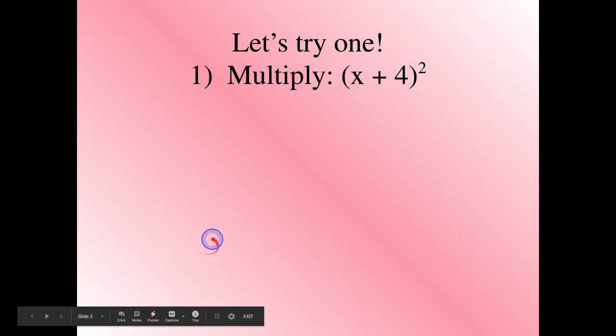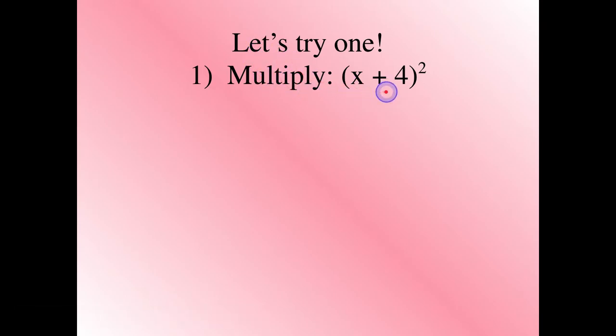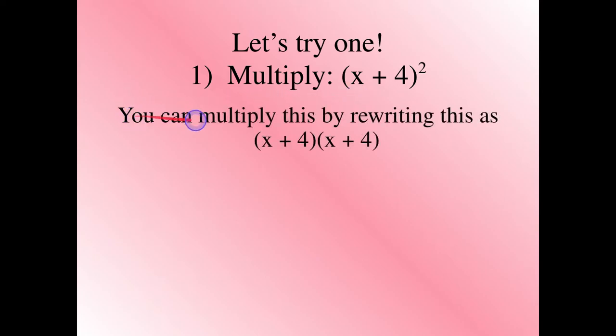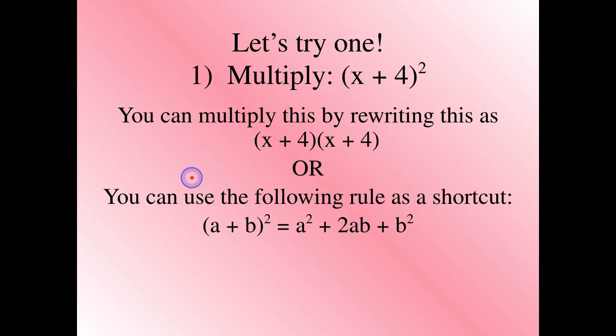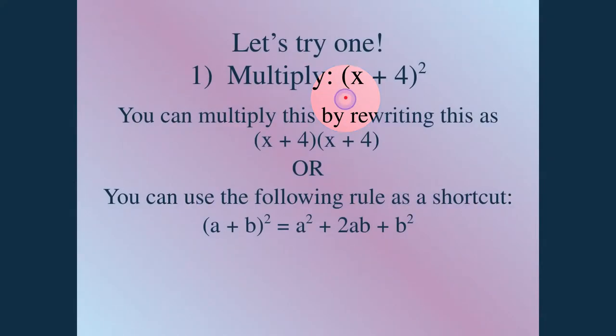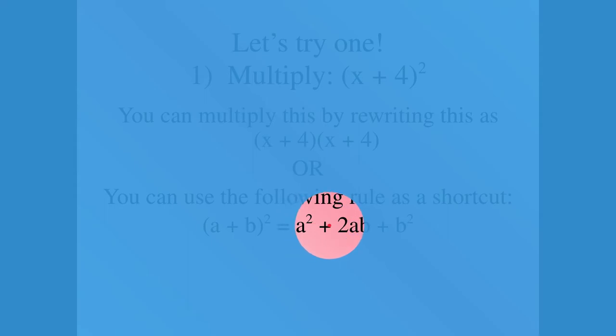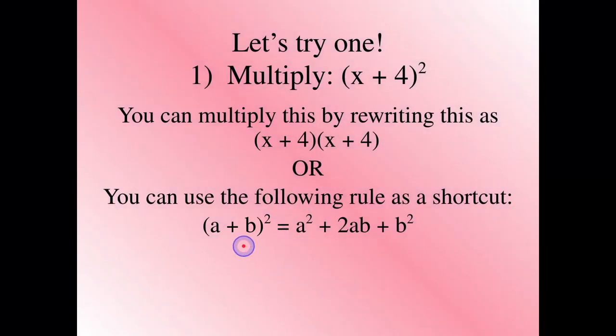now there are different ways to do this. We could do the FOIL method, we could do the box method. I'm going to show you how to apply this formula, but I may show you the box method as well. You can multiply (x + 4) squared by rewriting it as (x + 4)(x + 4). You can also use this shortcut rule. If you notice, (a + b) squared is the format of (x + 4) squared. So I can use that formula just by squaring a, taking 2 times a times b, and then squaring b.